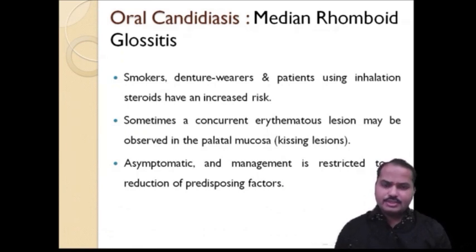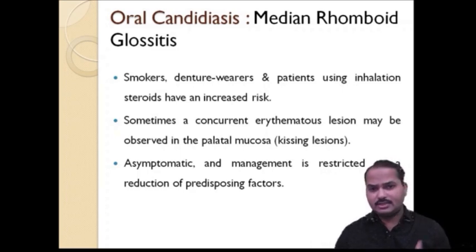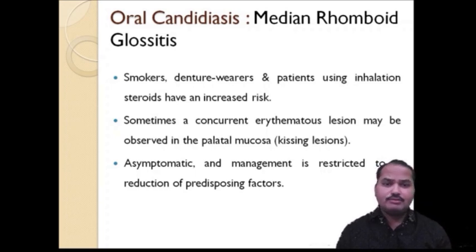It is usually seen in smokers, denture wearers, and patients using inhalational steroids. So these are the high-risk patients, and sometimes a concurrent erythematous lesion may be seen on the palatal mucosa. When a median rhomboid glossitis is seen on the tongue, there may be a similar erythematous lesion on the palatal mucosa. These two lesions are then called kissing lesions. It is the terminology given to these lesions because on closure of the mouth these two lesions come in contact. It is usually asymptomatic, and the management is restricted to reduction of the predisposing factors only.